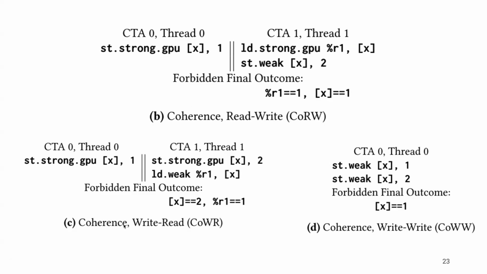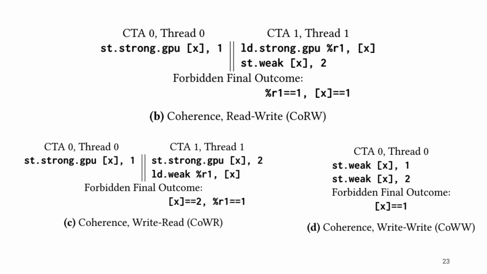In another example, it's a write-read coherence. I have a strong store, another strong store, and a weak load. Again, same things happen. These two are morally strong relative to each other, and I have a weak load here. If the memory address is 2, this means that this happened after the other store, right? So when this happened last, this read should also be reading from that last write.